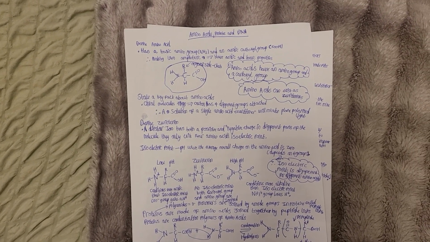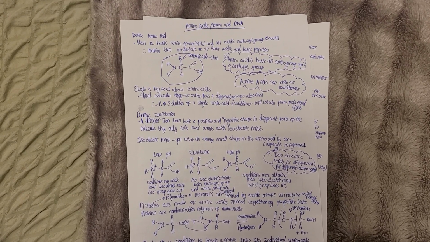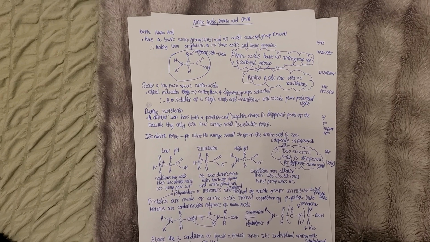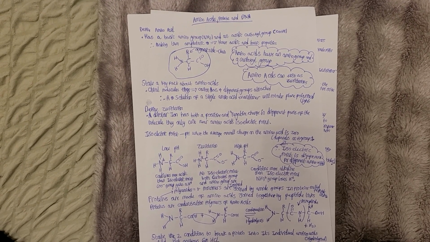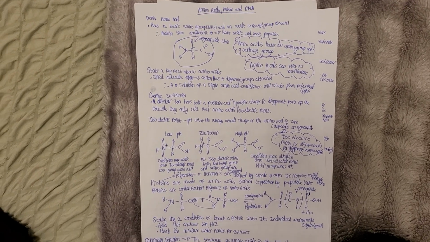Amino acids have an amino group and a carboxyl group. Amino acids can exist as zwitterions. A key fact about amino acids: they are chiral molecules, except for glycine. The carbon has 4 different groups attached. Therefore, a solution of a single amino acid enantiomer will rotate plane polarized light.